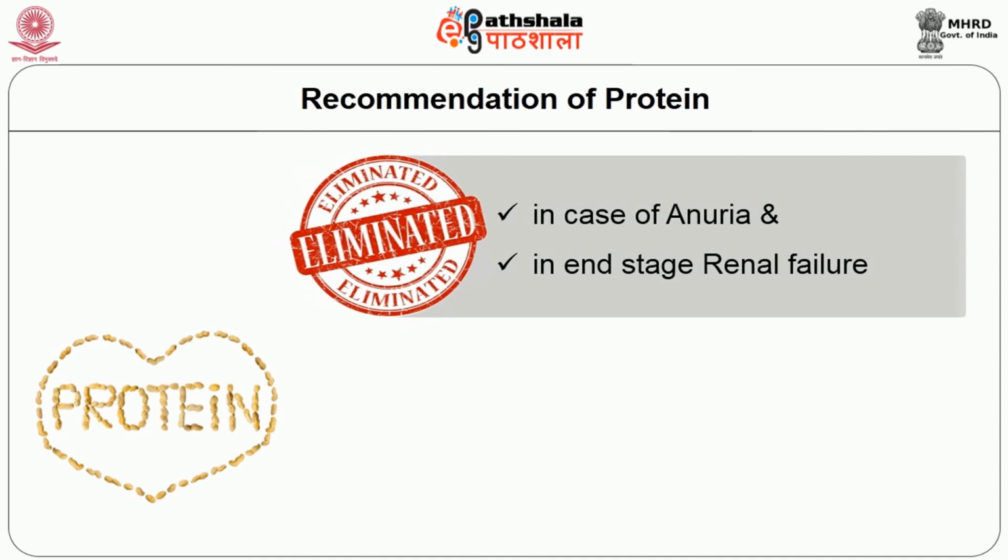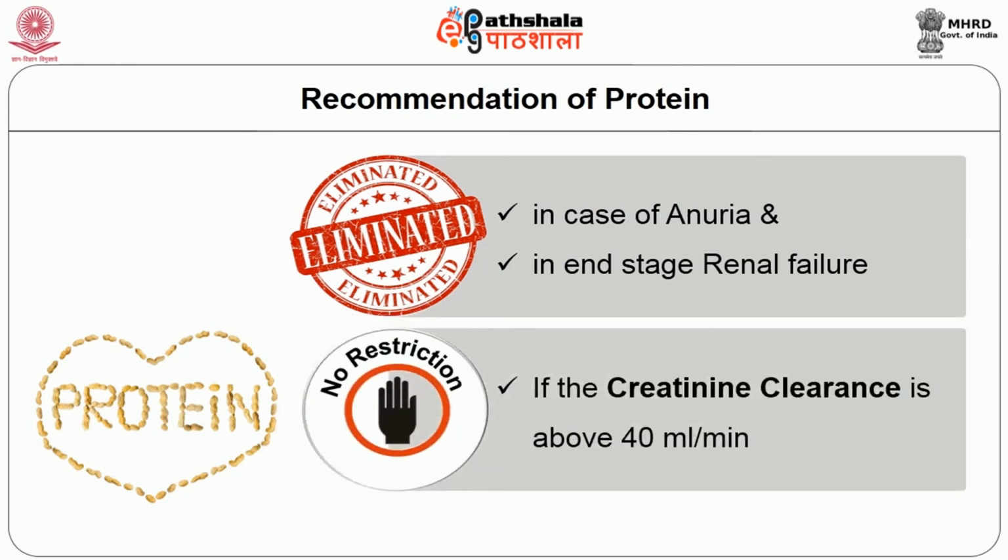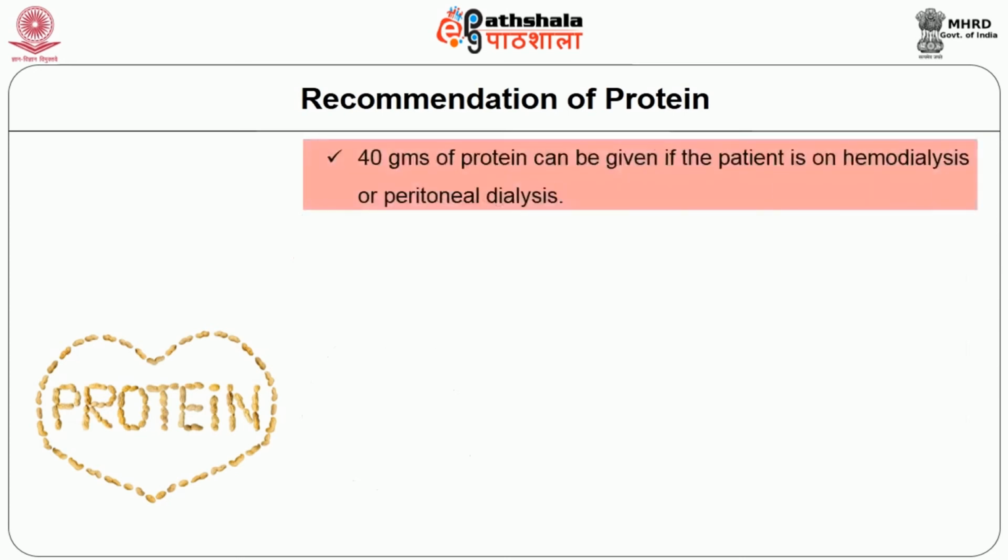Protein should be eliminated in case of anuria and in end-stage renal failure. Also note that no protein restriction is required if the creatinine clearance is 40 ml per minute or above. However, 40 grams of protein can be given if the patient is on hemodialysis or on peritoneal dialysis.